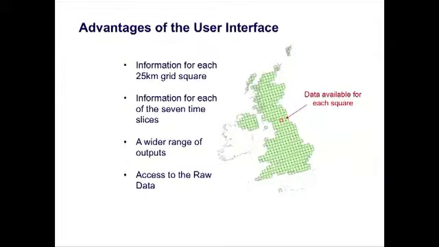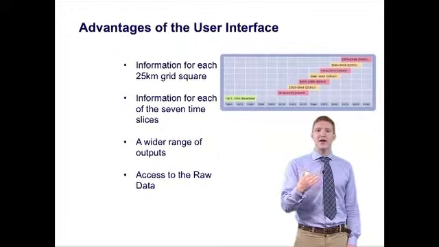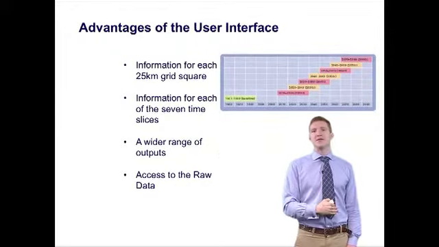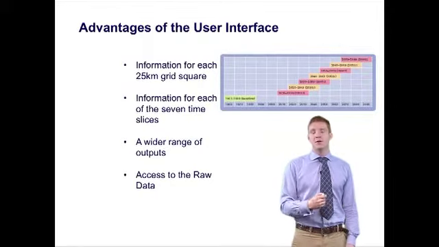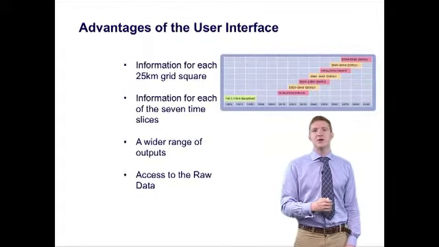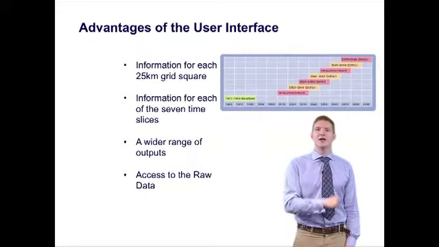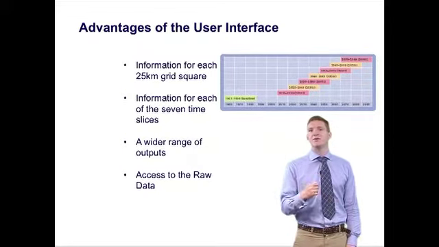Well, the main one is that you can get access to those 25-kilometre grid squares, so you can really hone down and drill down into the data. You also can access all 7 time slices in the key findings and the published material. It generally concentrates on just the 2020s, 2050s and 2080s.